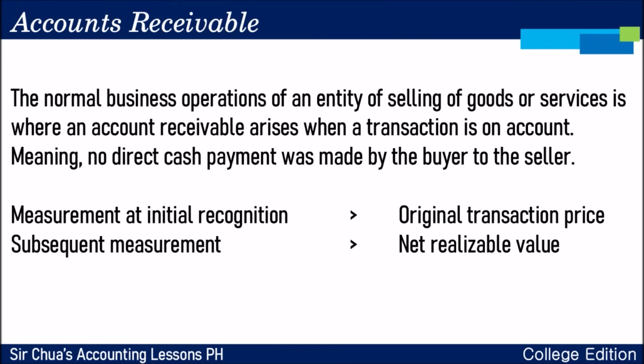Now, at initial recognition, you always record it at the original transaction price as stated in the business documents. Kung magkano, then you record it as accounts receivable. That's it, okay? But subsequently, when we are already preparing the year-end reports, then we should remeasure your accounts receivable on its net realizable value, which is accounts receivable less allowance for uncollectible accounts.